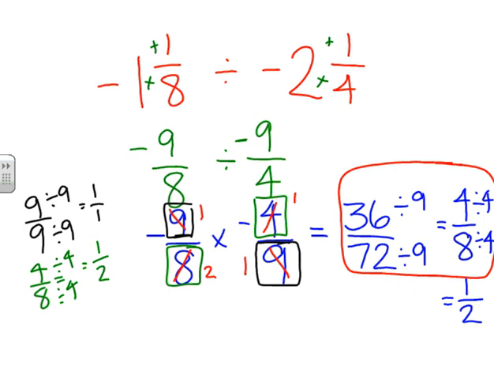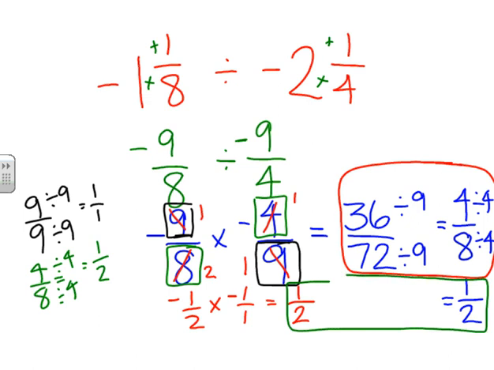Okay, if I rewrite the fraction that I have right underneath, negative 1/2 multiplied by negative 1/1. Okay, now I've made my numbers a lot smaller and a lot easier to work with, but I'm going to multiply just like I normally do. Negative 1 times negative 1 is positive 1. 2 times 1 is 2. And I'm going to get the exact same answer that I got when I did it the other way.